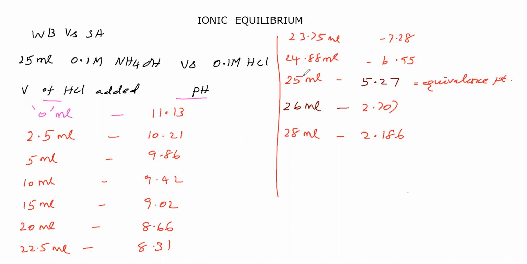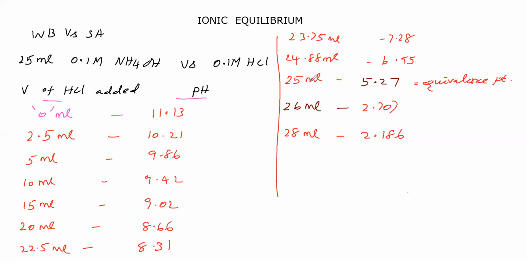Here at 25 ml, how much are we adding? Just 0.22 ml we are adding. Just 0.12 ml we are adding. How much does the pH reduce? You see that nearly 0.7 is reduced.